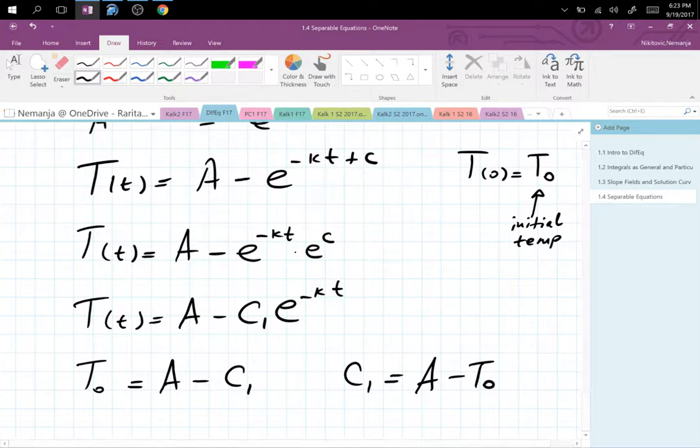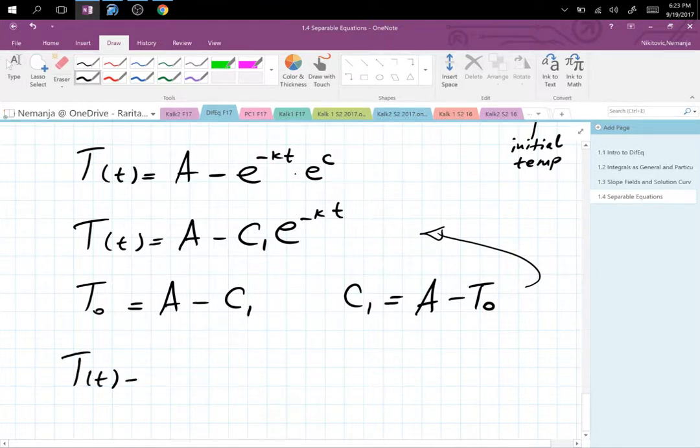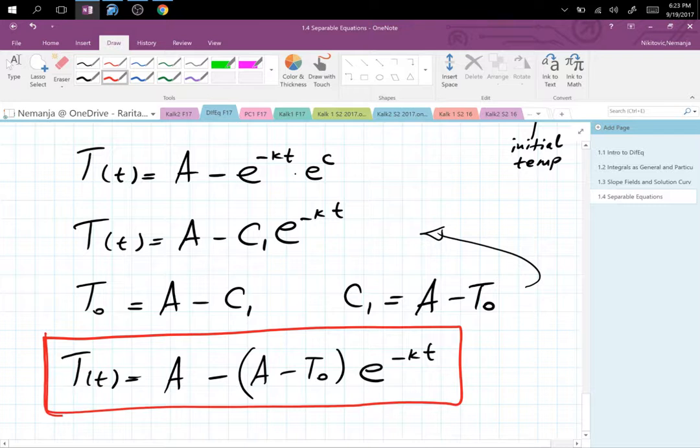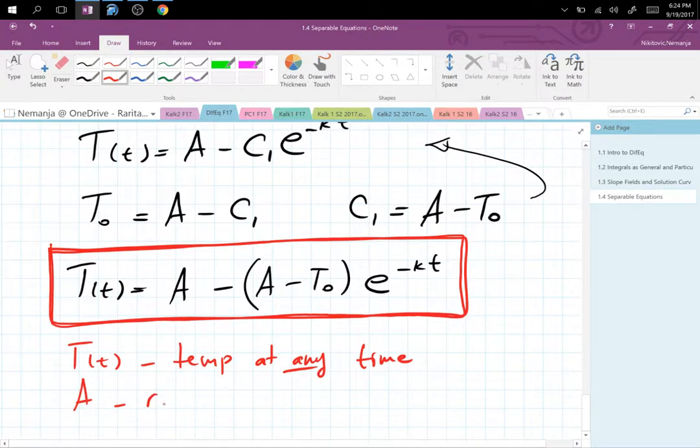And we plug that here for C1, giving us Newton's law, which is A minus T0 times e to the negative kt. And this is Newton's law of cooling. We have T of t, the temperature at any time. We have A, the room temperature.